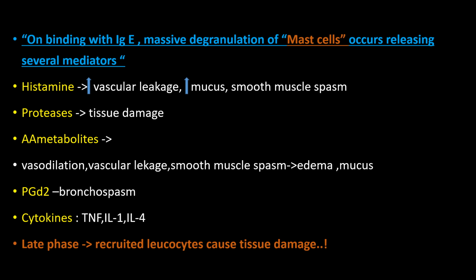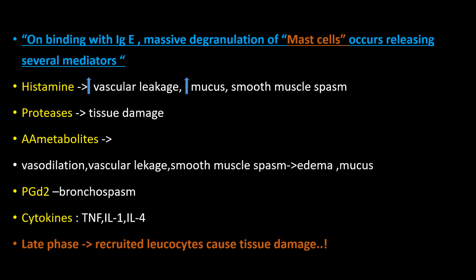Once the immunoglobulin E comes and attaches itself to the mast cell surface receptors, which have high affinity for immunoglobulin E, the mast cell will start degranulating into the surrounding tissue. As a result, all the cellular components, all the preformed mediators that are there in the mast cell, will now be spilled into the tissues.